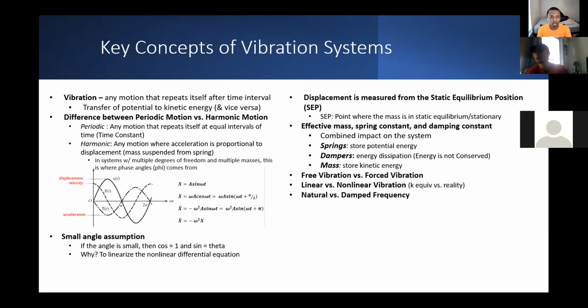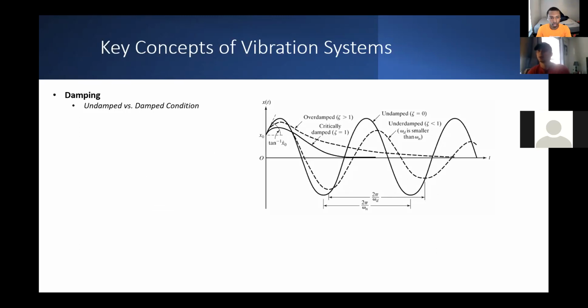We're going to go over natural versus damped frequency. Natural frequency is just a vibration system that doesn't have a damper in it. That's all it is. Damped frequency, obviously, is natural frequency with a damper. So undamped versus damped, it's kind of the same thing. You could think of undamped when you think of natural frequency.